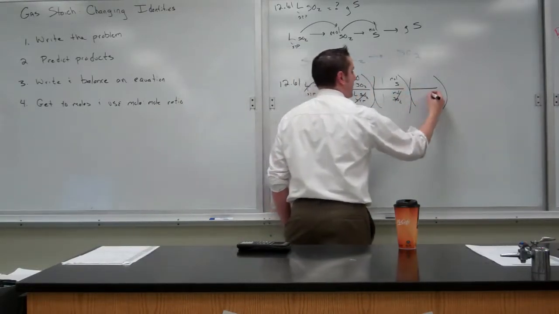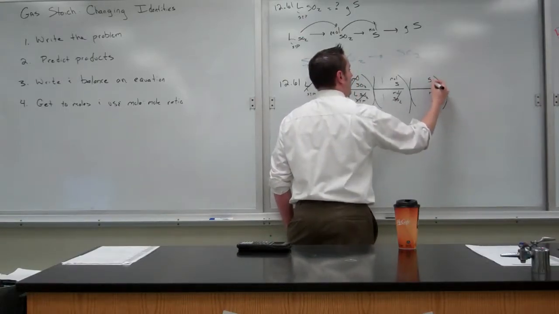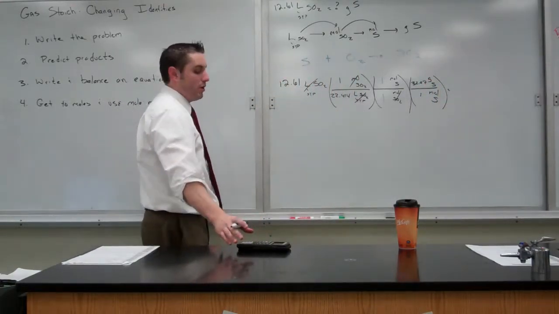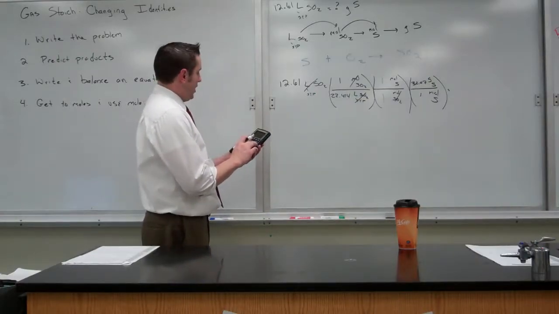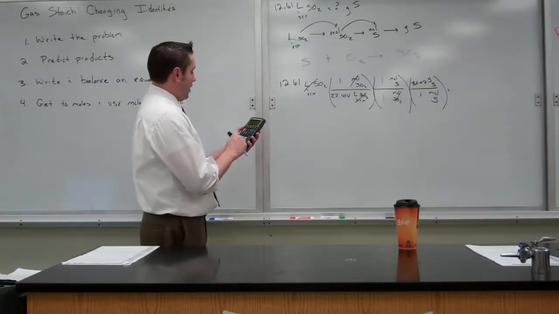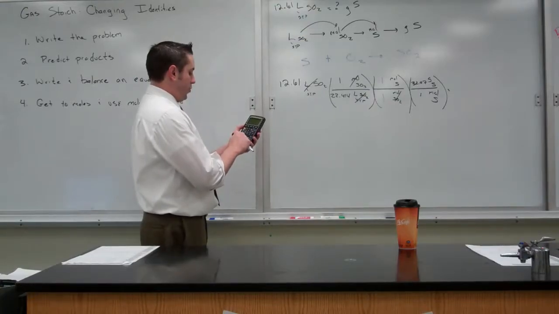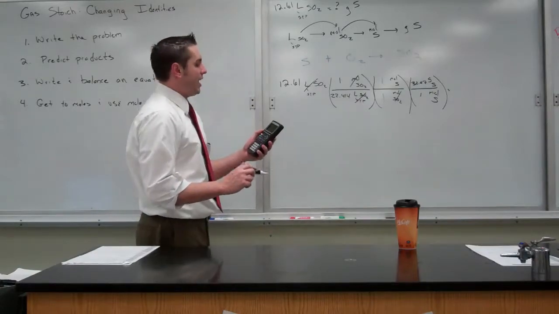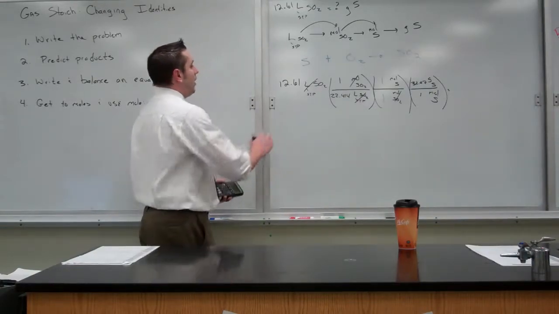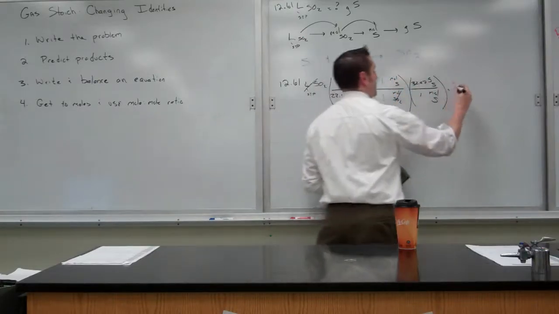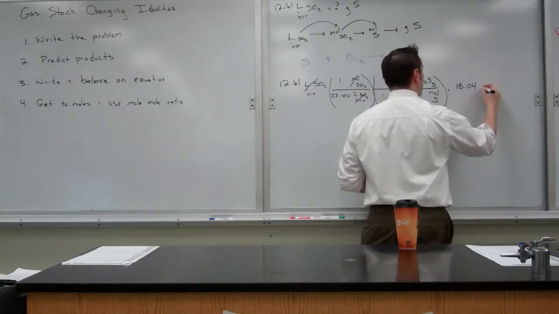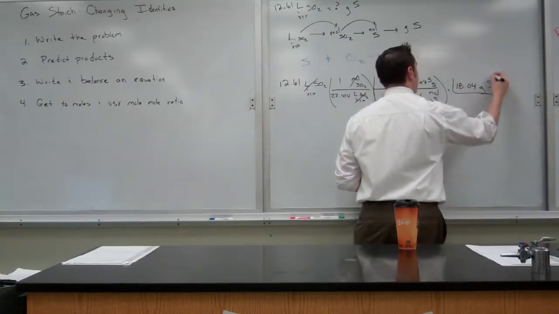Now that I'm in moles of S, I can go to grams of S using the mass from the periodic table, which is 32.07. So now we'll do the math portion. 12.61 divided by 22.414 times 32.07. Looks like I get 18.0424. 4 sig figs, 5 sig figs, 4 sig figs. So I will call that 18.04 grams of S.